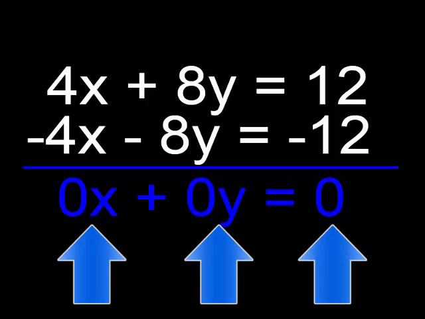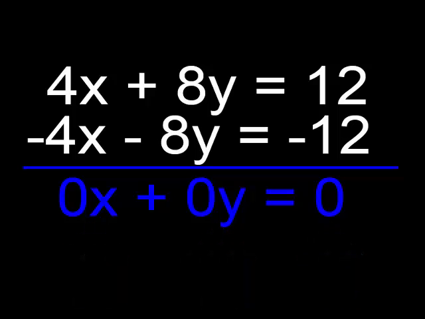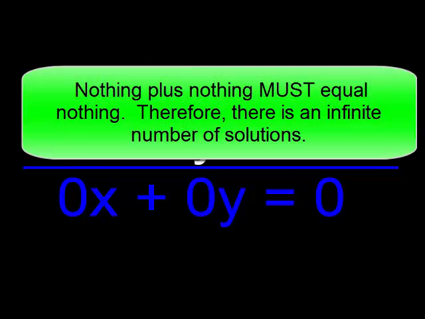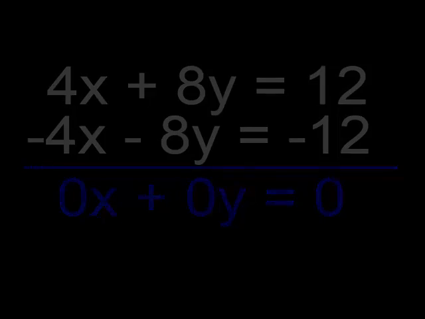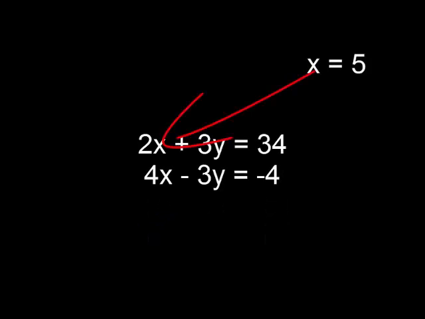That is a true statement. Nothing plus nothing equals nothing. And no matter what I pick for x and no matter what I pick for y, that is going to be true. So every answer I can come up with is correct. There is an infinite number of solutions for this particular problem. When you end up with nothing plus nothing equals nothing, the answer is infinity. Everything's right.